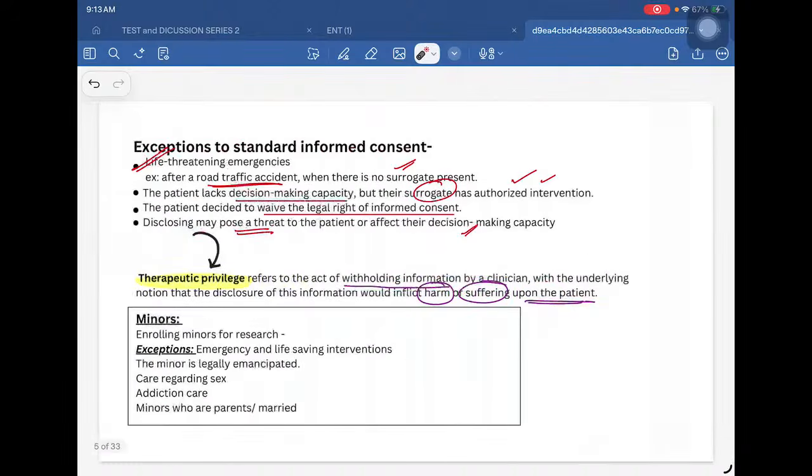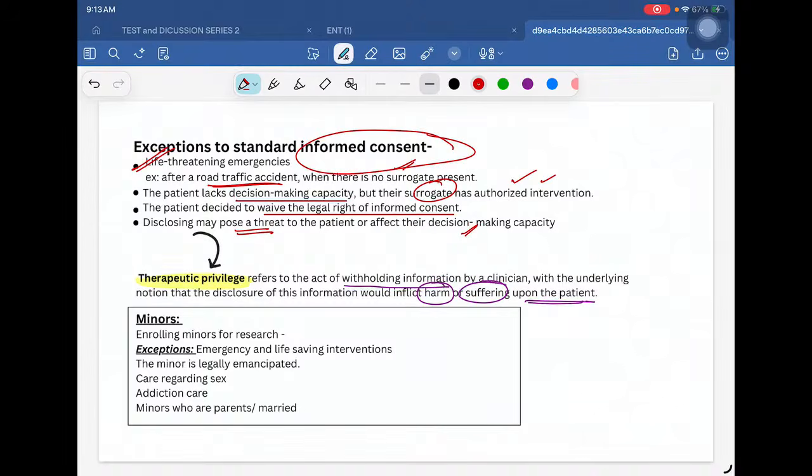All right. Okay, so this is about the exceptions to informed consent. What did we see? Life-threatening conditions like emergencies, or if the patient is not in a stage to make a decision, or if there is someone who was already appointed to make a decision, or if whatever you're saying might harm the patient. So these are all the things where you don't need to take consent from a patient.